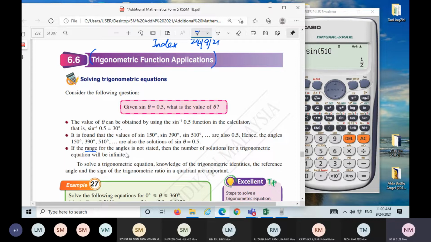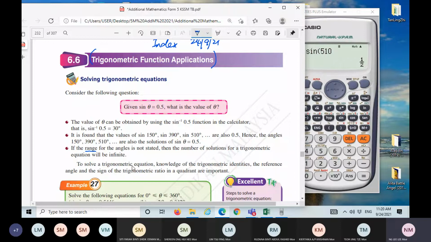Sometimes the question wants to be naughty. They can give you a different range also. If the range of the angle is not stated, then the number of solutions of the trigo equation will be infinite. Then you have to do it like this, dot. But seldom do we see this type of question. Normally the question will give you the range. That one you don't worry.